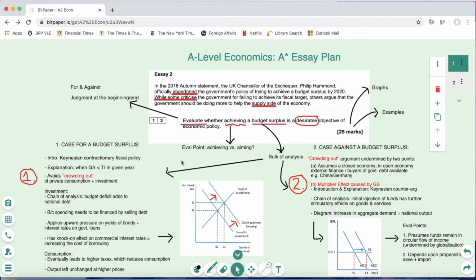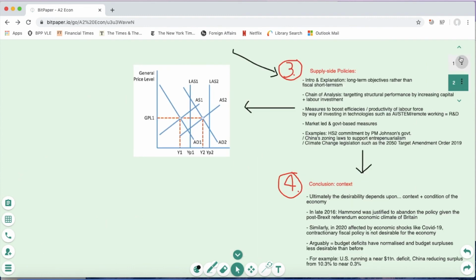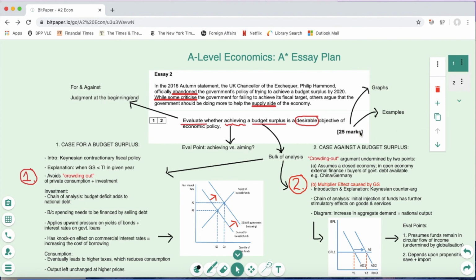And again, going back to this evaluation point in the beginning, a concluding line that maybe it's too much to achieve a budget surplus, but it will be sufficient to simply aim and have that sort of fiscal discipline. You're ending easily a 22 out of 25 in a minimum type of answer. And that is essentially the way to get an A star in an A-level economics question.